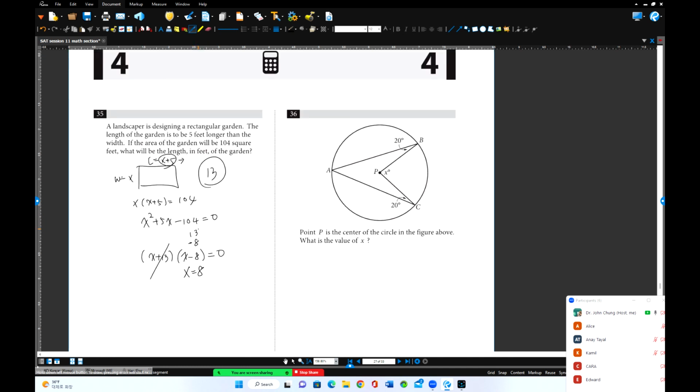Number 36. What is the value of x? You can make the line over here. This is 20, this is also 20. Total is about 40. This central angle is what? Twice this inscribed angle, okay? 80. Or you can use 20 plus 20 by exterior angle. This one is 40, the other also 40 using the exterior angle theorem, okay? So 40 plus 40 is still 80, okay? That's the answer.